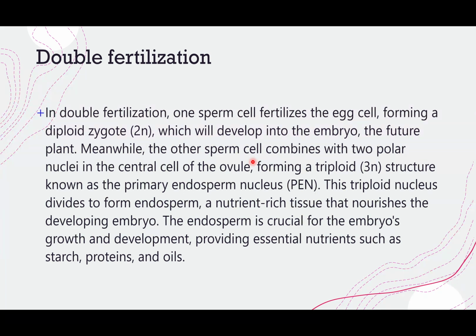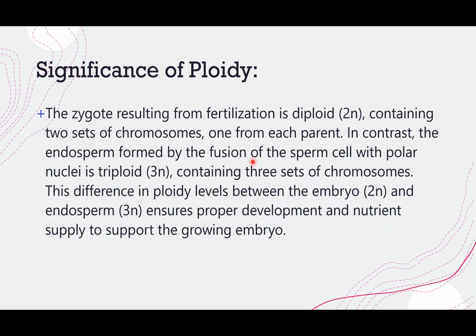All right. So the significance of ploidy, we know the significance of ploidy. We know that when something is haploid, diploid, or polyploid, it just means that it has different amounts of genetic information, different sets of chromosomes. So the zygote will result from fertilization as a diploid cell containing two sets of chromosomes, one from each parent. We know how that works.